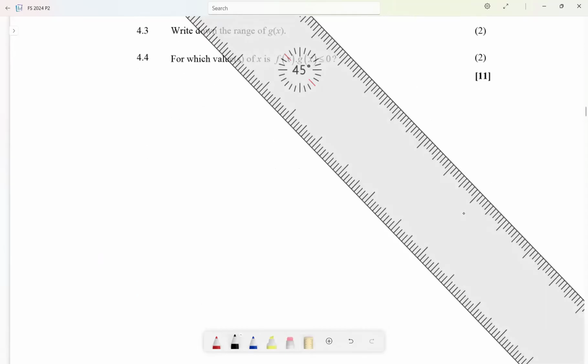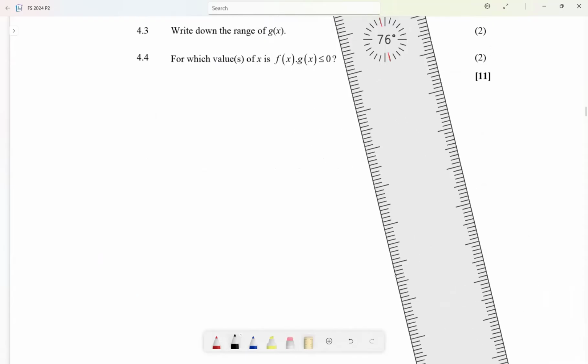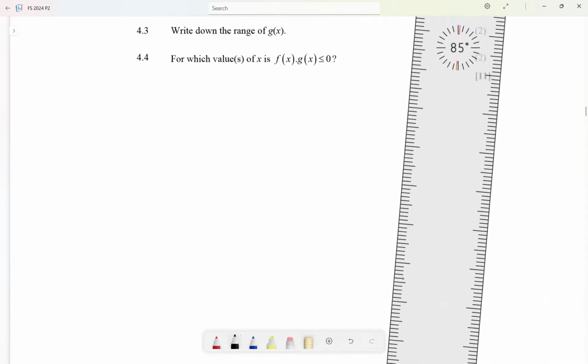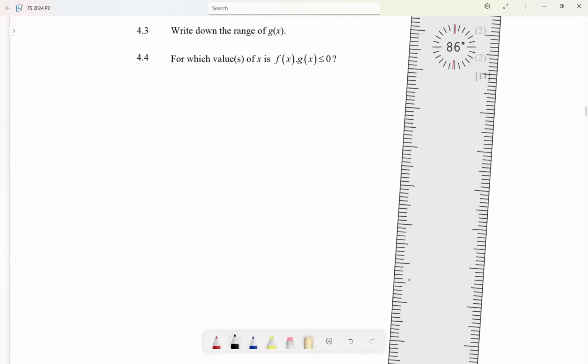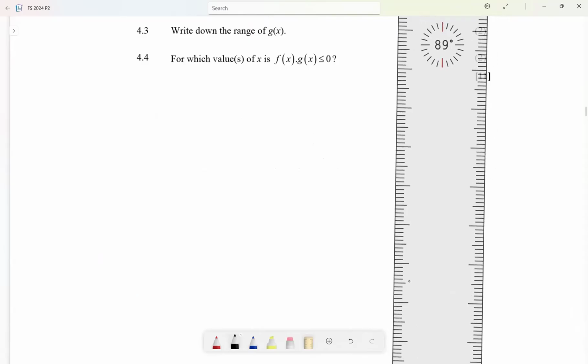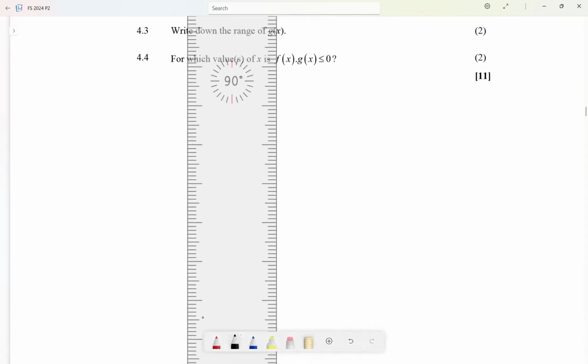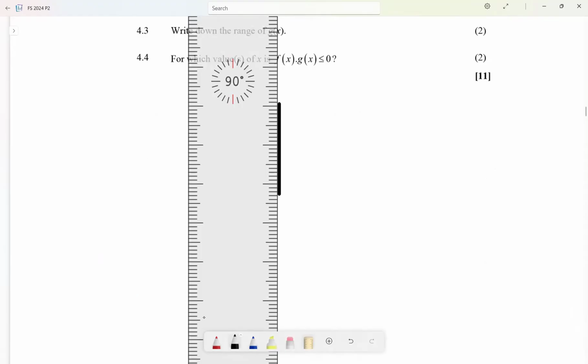The first thing that you should have is a very good rule. You should be very precise with your measurement. In June, you will be given an answer sheet for paper 2. For paper 2, you have an answer sheet, okay?